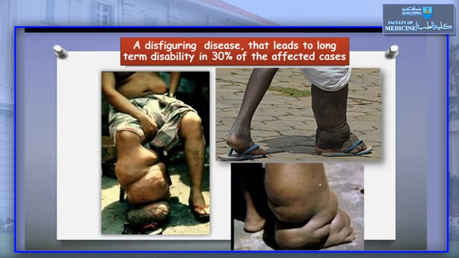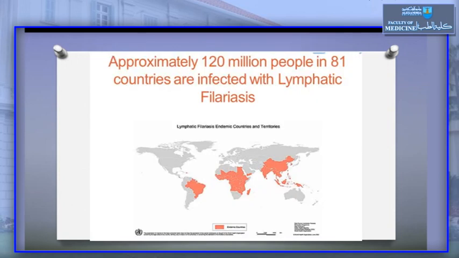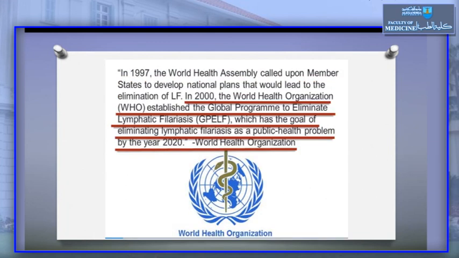It is a disfiguring disease that leads to long-term disability in 30% of the affected cases. It approximately affects about 120 million people all over the world. In the year 2000, the WHO established the global program to eliminate lymphatic filariasis, which has the goal of eliminating lymphatic filariasis as a public health problem by the year 2020.